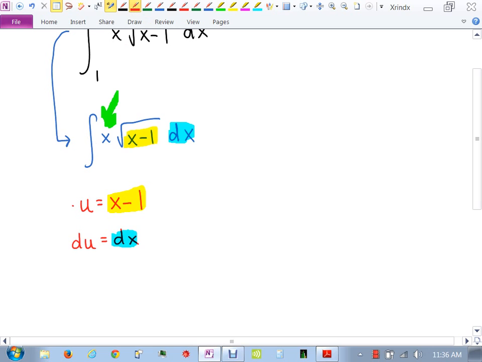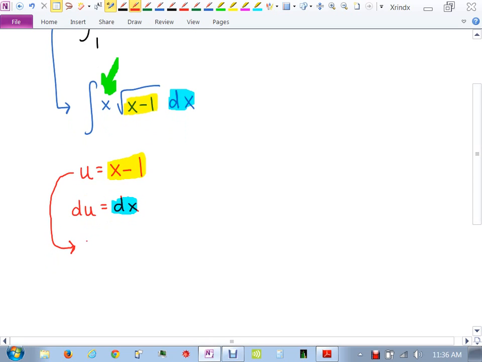You can take this equation right here and solve it for x, can't you? Isn't that u equals x minus 1? So you can just add 1 to both sides, and you would get this equation: u plus 1 equals x.